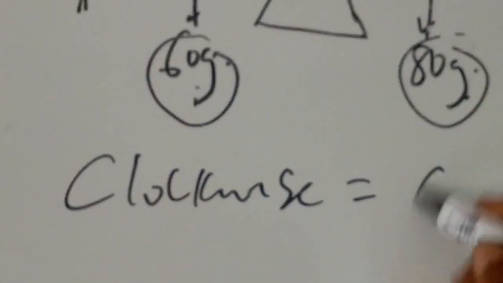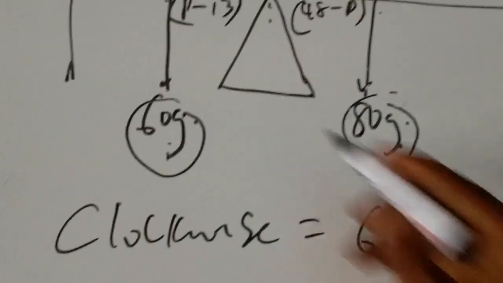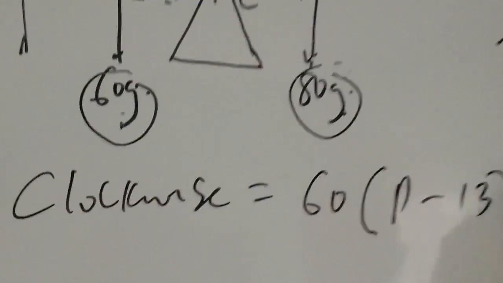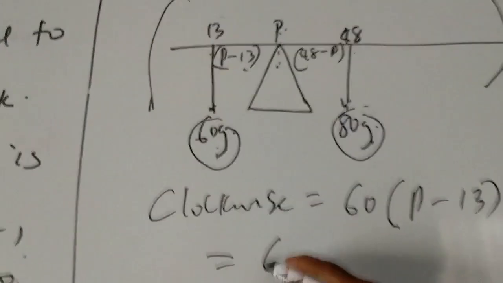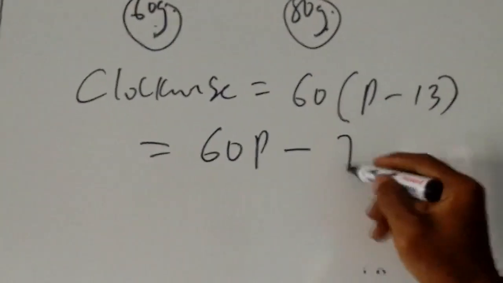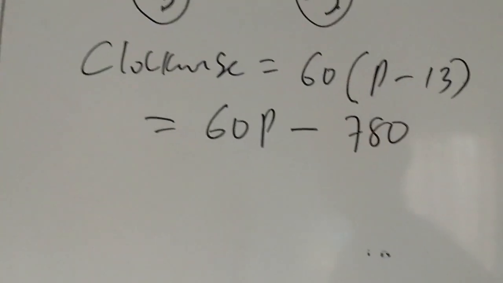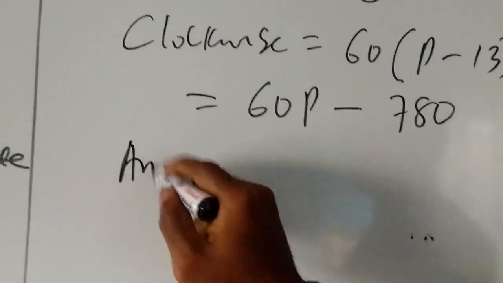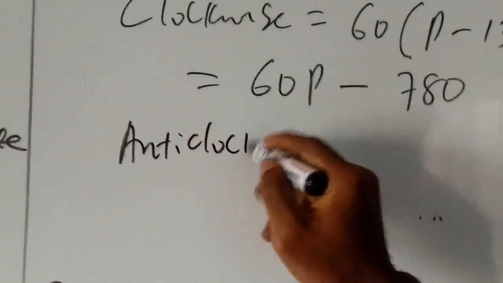So the clockwise moment becomes the force acting down there, 60, multiplied by the perpendicular distance to the pivot, P minus 13. That gives us 60P minus, if you open the bracket, 780. So this expression stands for the clockwise moment. Then for the anticlockwise moment, what do we do?